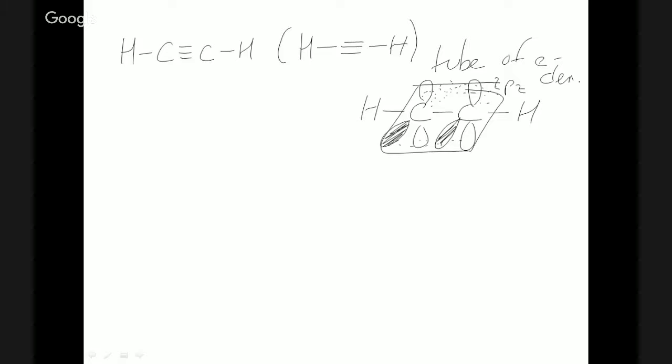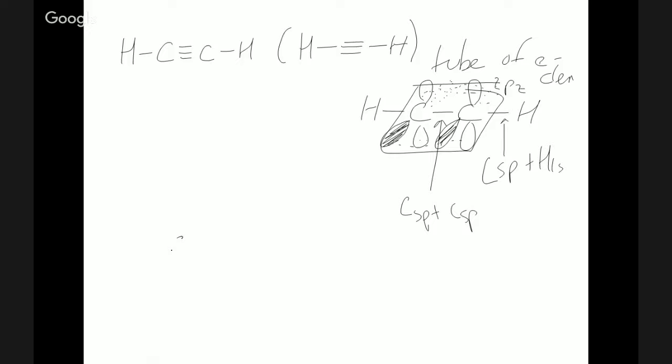Okay. There's two pi bonds. Two sets of unhybridized p orbitals form two pi bonds, hence a triple bond. A double bond is a sigma bond and one pi bond. A triple bond is a sigma bond and two pi bonds. Again, these orbitals here are sp from the carbon plus H1s. This carbon-carbon is carbon sp plus carbon sp.